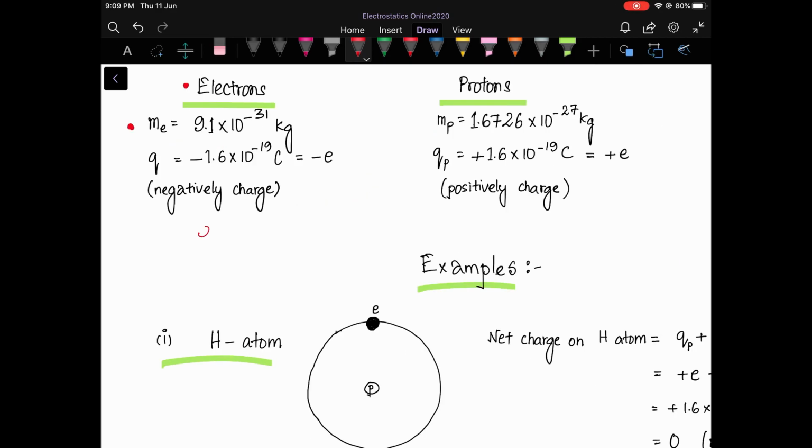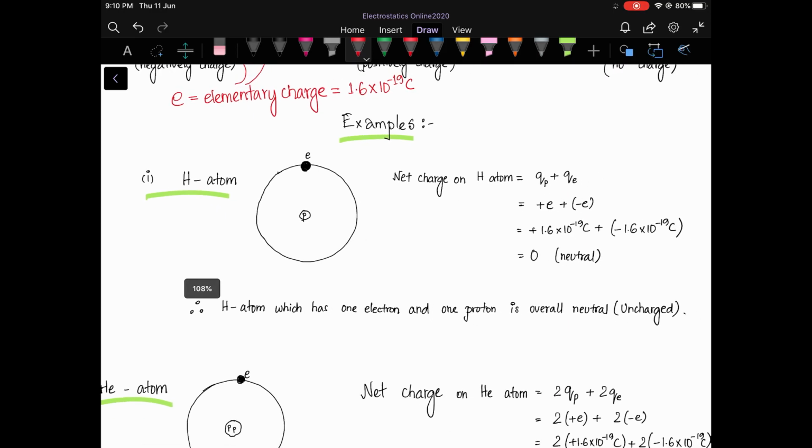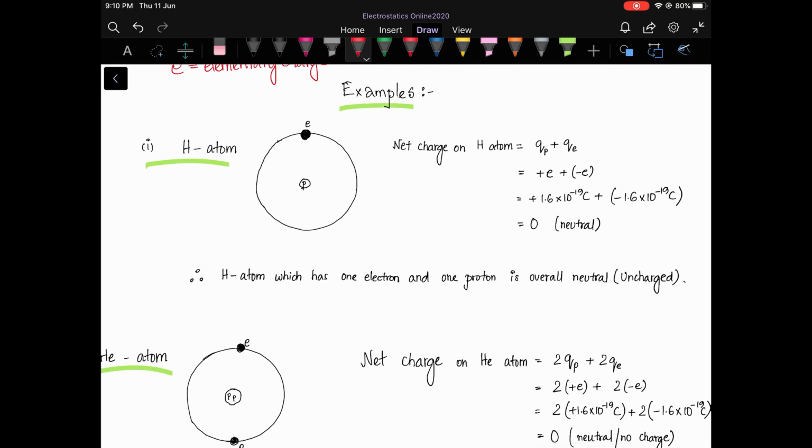We are going to use the small letter e in our formulas and expressions to denote elementary charge. The value of this elementary charge is 1.6 times 10 to the power minus 19 coulombs. Hence, instead of writing minus 1.6 times 10 to the power minus 19, we have written just minus e, and here we have taken it to be plus e, which means plus 1.6 times 10 to the power minus 19 coulombs. Let's look at some examples where we will have a better understanding of the charge on an object or an atom. We start with the simplest atom first, which is the hydrogen atom.